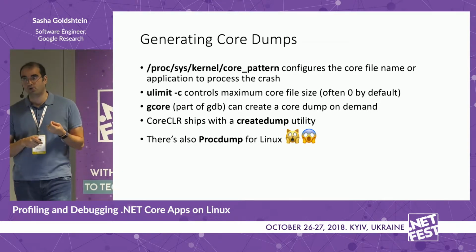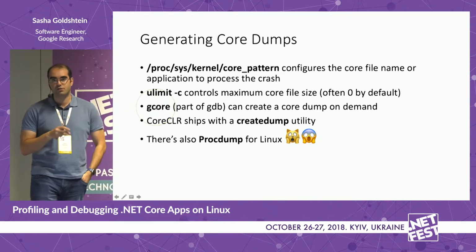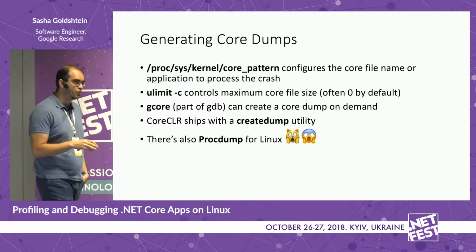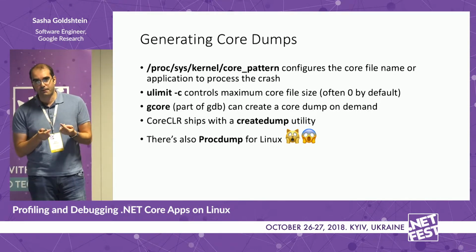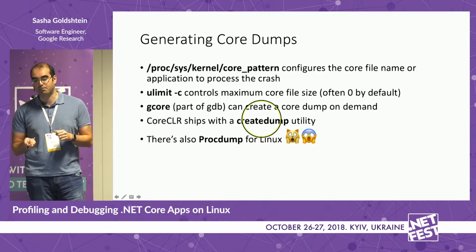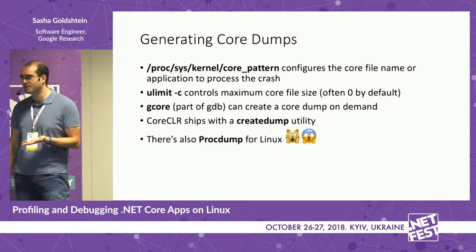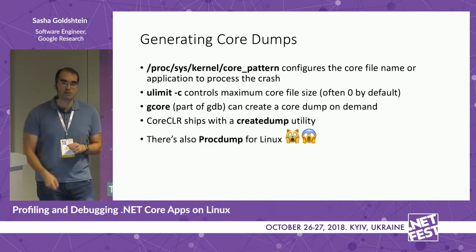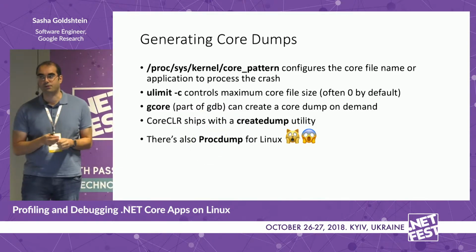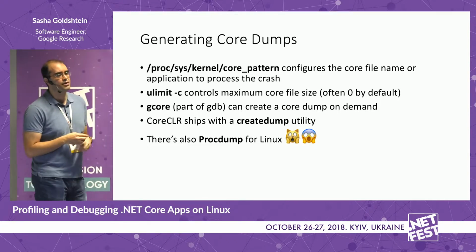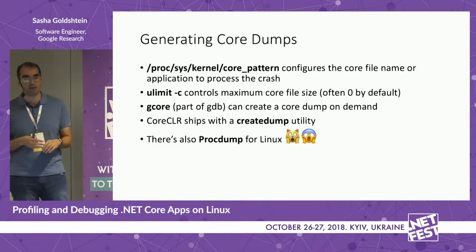But then to create the actual dumps, there are 3 general tools. One is gcore, which is not .NET related. It's a command line tool. You point it to a process, you get a dump file. Core CLR itself comes with a tool called createdump, which is pretty useful, and it was built to create dumps of .NET processes, so there's that. And finally, there's even procdump, which you might have seen on Windows. It now has a Linux version as well. I think it was released a year ago, maybe a little more. So there are multiple options for generating the dump.